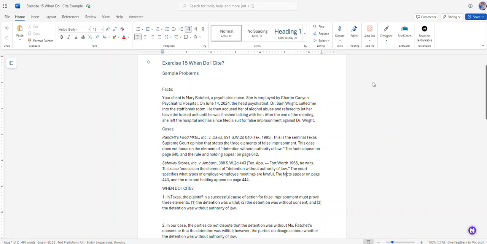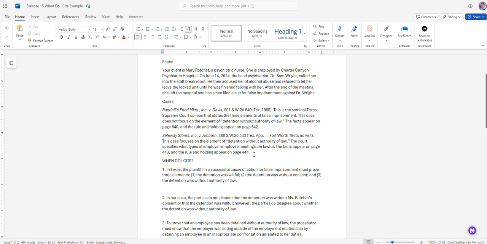The cases that we're going to use to analyze that situation are Randall's Food Market v. Davis, a Texas Supreme Court case from 1995. This is the seminal Texas Supreme Court opinion that states the 3 elements of false imprisonment. This case does not focus on the element of detention without authority of law. The facts from Randall's Food Market appear on page 640 of the reporter, and the rule and holding appear on page 642. For the next case, Safeway Stores, that's a court out of the Fort Worth Court of Appeals from 1965. This case focuses on the element of detention without authority of law. The court specifies what types of employer-employee meetings are lawful. The facts of Safeway appear on 443 of the reporter, and the rule and holding appear on page 444.